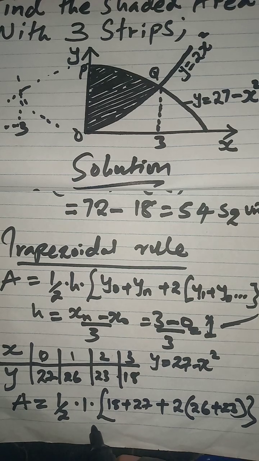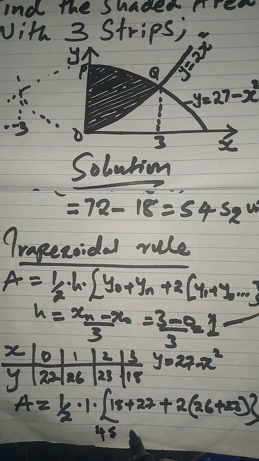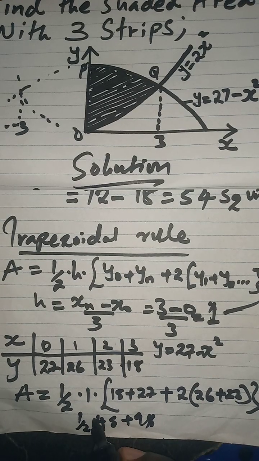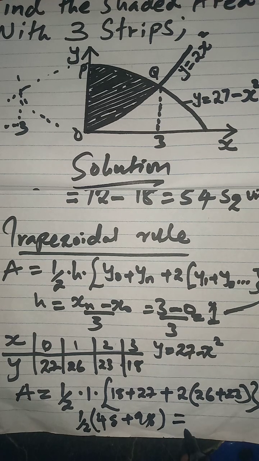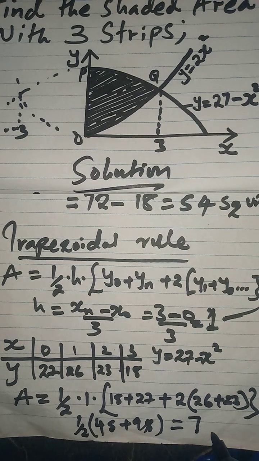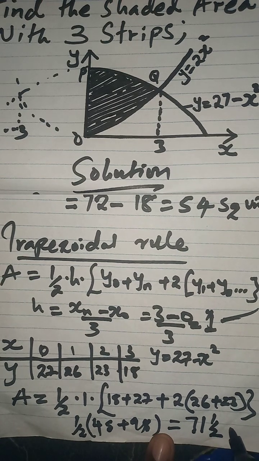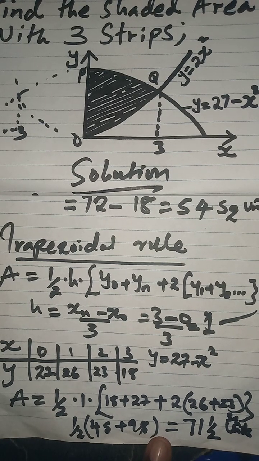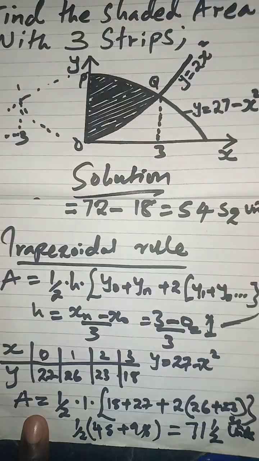Computing it further, I'm gonna get 45 plus 98, and then a half outside. Solving this further, I'm gonna get the answer as 71 and a half square units for the area bounded by this curve, like that.